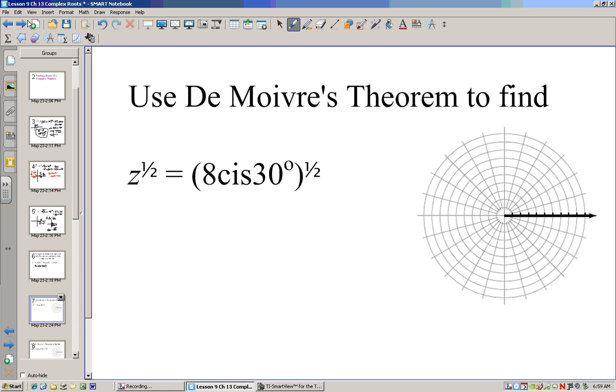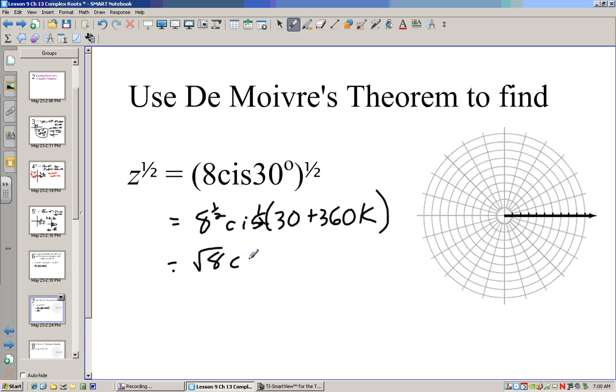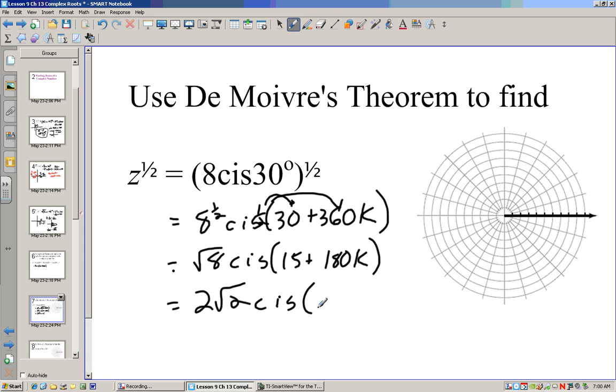So we need that when we're now taking things to, say, the 1/2 power. So if we use De Moivre's rule, this is going to be 8 to the 1/2 cis. Now let's represent all of the values by saying 30 plus 360k, and now we're going to multiply this by 1/2. So 8 to the 1/2 is the square root of 8 cis. If we distribute this 1/2 over the parentheses, it's going to be 15 plus 180k. The square root of 8 can simplify into root 4, root 2, which would be 2 root 2. And so we have 2 root 2 cis 15 plus 180k.